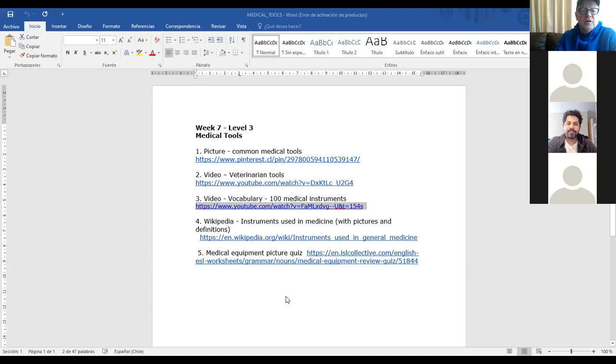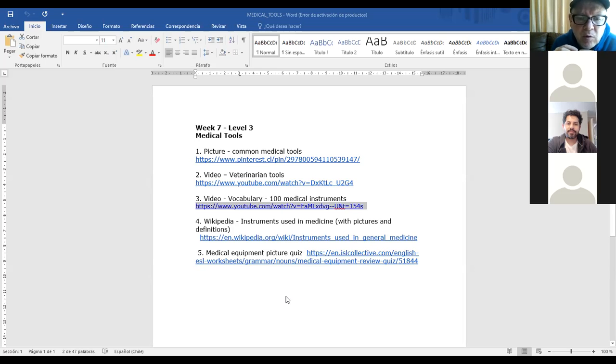Acá están. Picture 1, exercise 1 is a picture. Common medical tools. Es la picture que les acabo de presentar en el ejercicio que tuvieron que hablar. Ya aquí la tienen de nuevo para su información. In number 2, we have the video that we saw with the 5 medical tools here. Okay, so you can check it at any time you want. And the rest is new material.